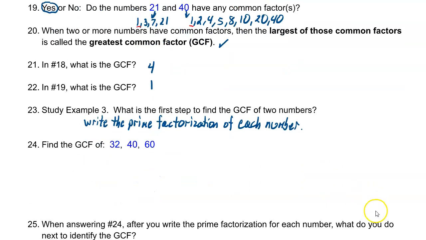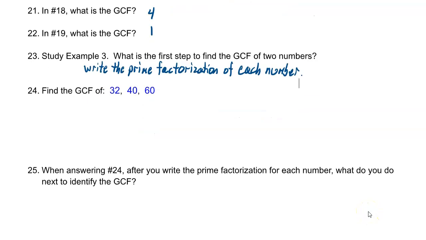Number 24, find the greatest common factor of the numbers 32, 40, and 60. What is the greatest number that's a factor of each of those? What is the greatest number you can find that divides into all 3 of those numbers? Well, they all divide by 1, but is there something greater than that? That's what we're interested in figuring out. If we use the author's method, then we would find the prime factorization of each number.